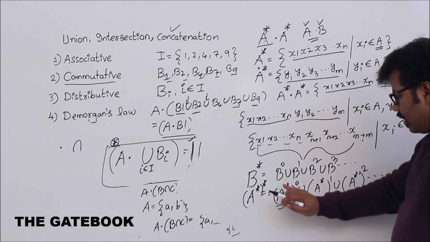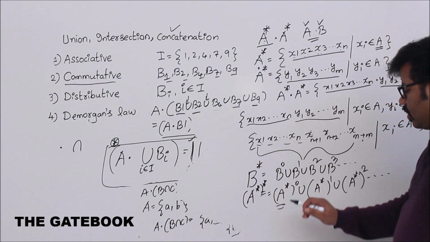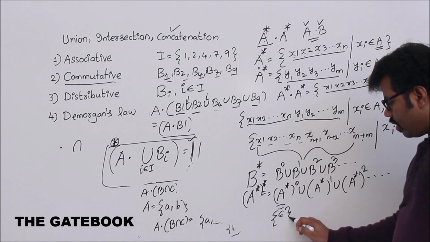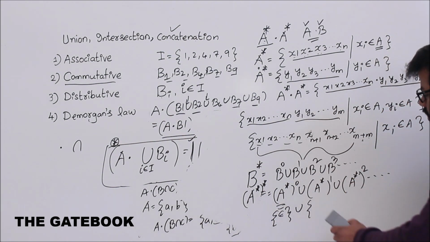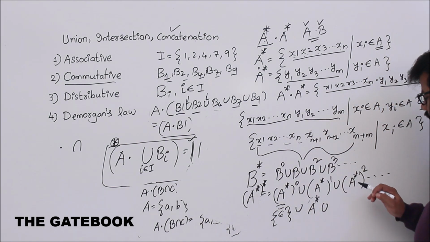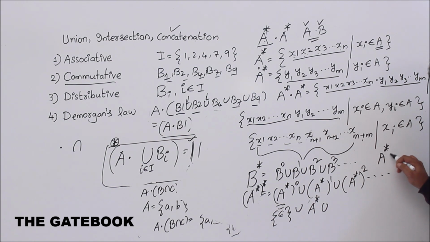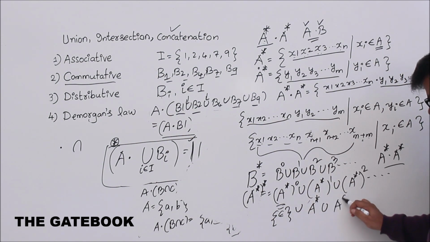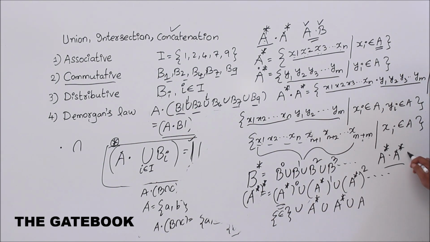We know that A star is just a set. A set power 0 is always the set with the empty string. Union A star power 1 is A star. Union A star whole square is nothing but A star dot A star. We know the definition of power, and A star dot A star, as we just saw, is A star. In the same way, A star dot A star dot A star, which is A star whole cube, becomes A star dot A star, which is again A star. In that way every other element will become A star.